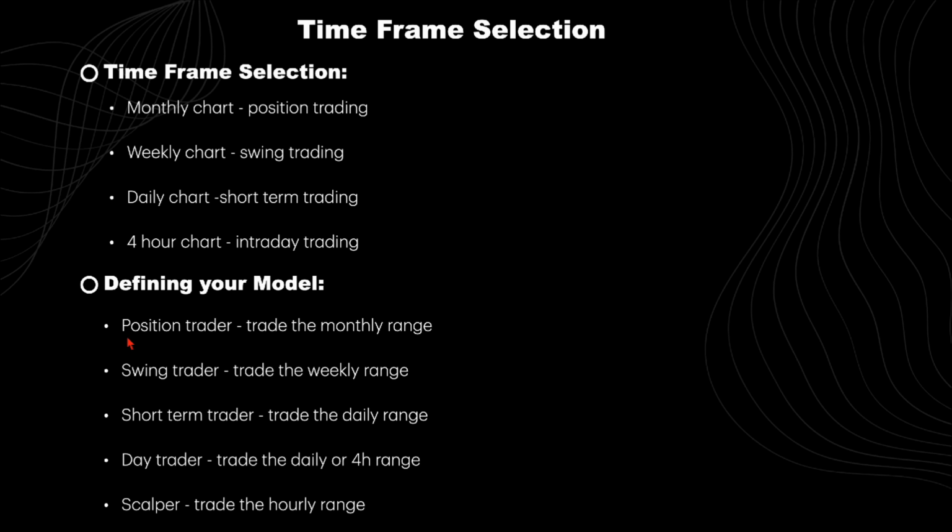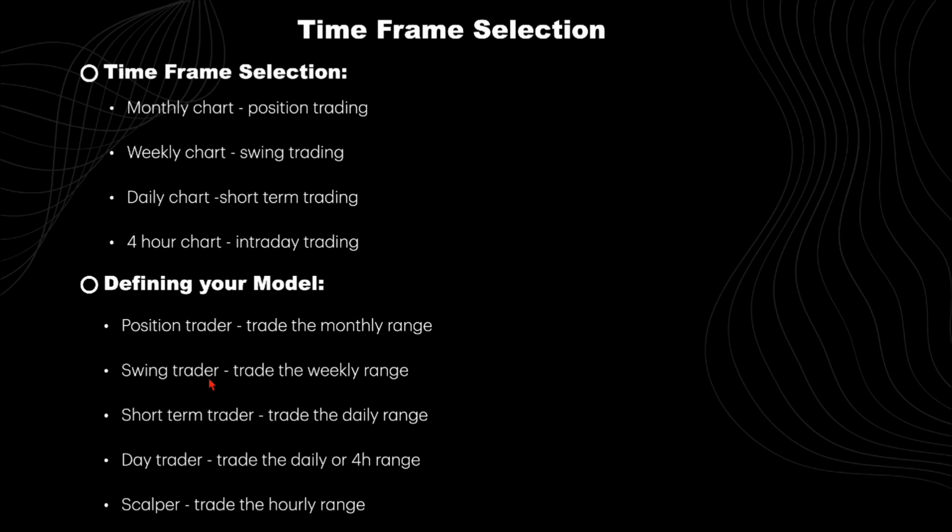Position trading. Position traders trade ranges on the monthly chart. This style is typically used by institutions due to the long waiting periods involved. Retail traders generally avoid this approach because it requires significant patience and capital.